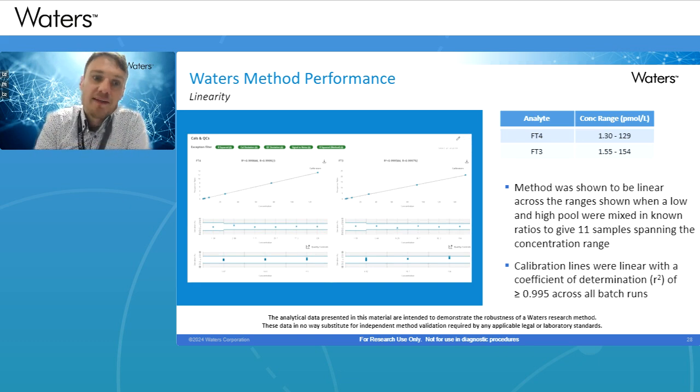And in addition to this, calibration lines were linear across all occasions of method testing performed, where we had a coefficient of determination of greater than 0.995 for all of our batch runs.